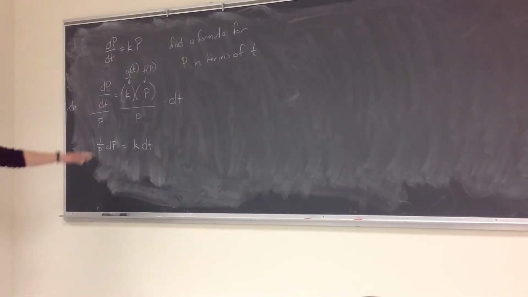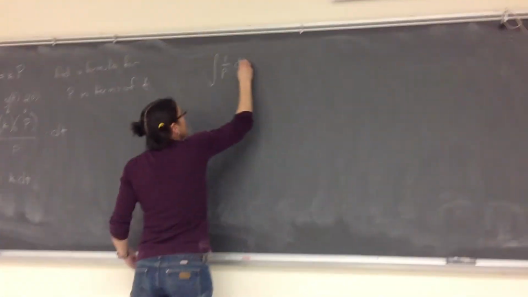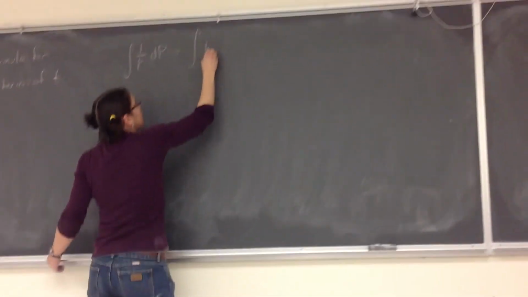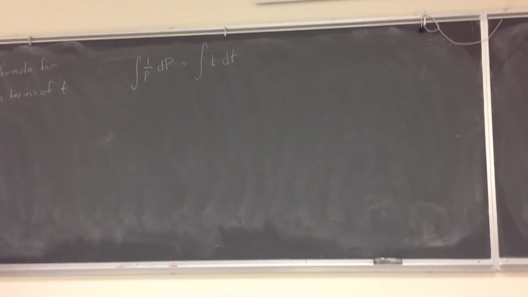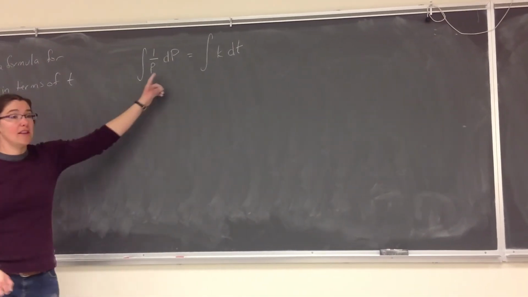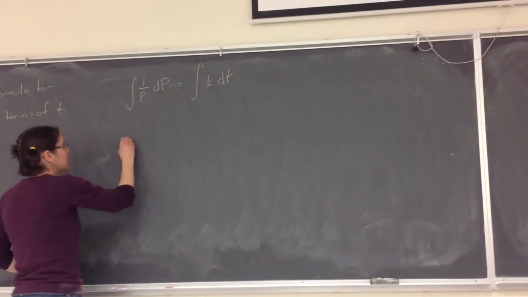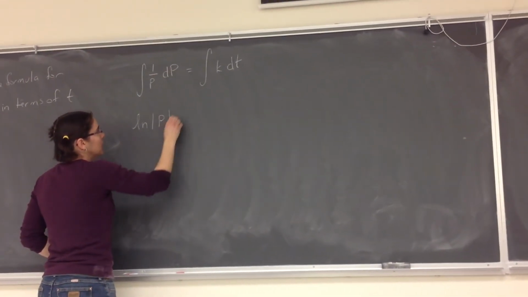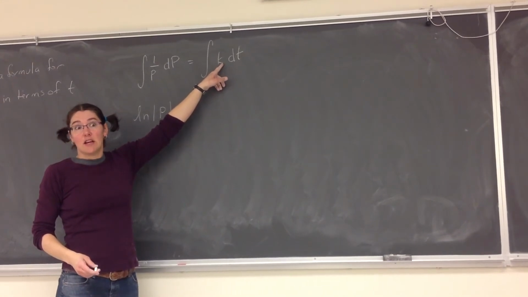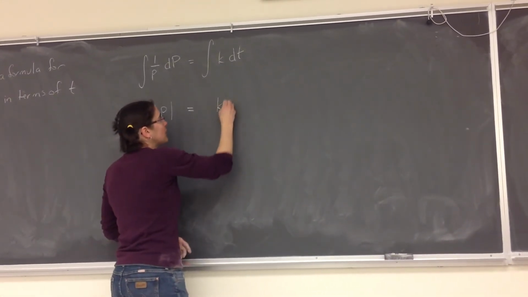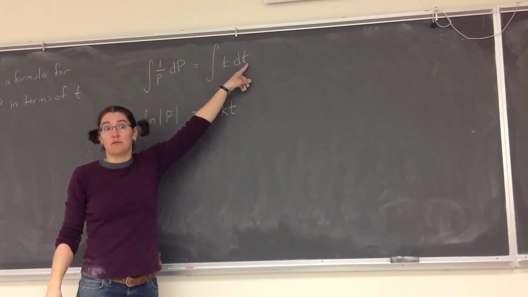Okay, so now let's go ahead and integrate both sides. On the left side we have the integral of 1 over P dP, and on the right side we have the integral of k dt. All right, these integrals are a little bit easier than the last example we did. On the left side we have natural log of P, and on the right-hand side, k is a constant, so its antiderivative will be k times t, and I know to use the t because that's the variable we're integrating with respect to.